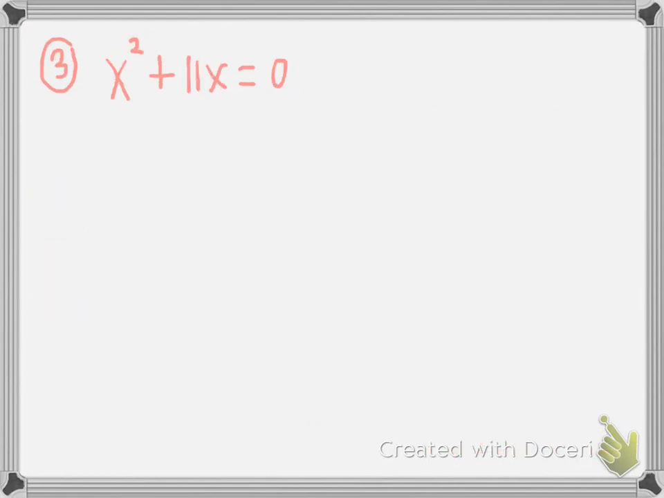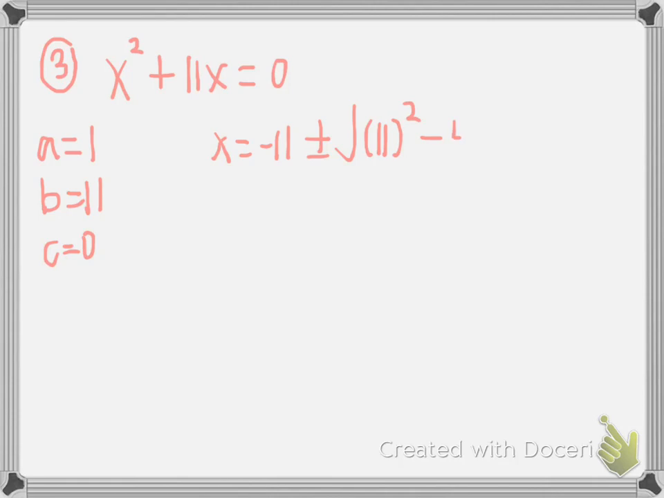So here I've got x squared plus 11x equals 0. So it's already in standard form. My A is a 1, my B is an 11, and my C is a 0. Okay, so we're going to have a negative 11 plus or minus the square root of 11 squared minus 4 times A times C, all over 2 times 1.